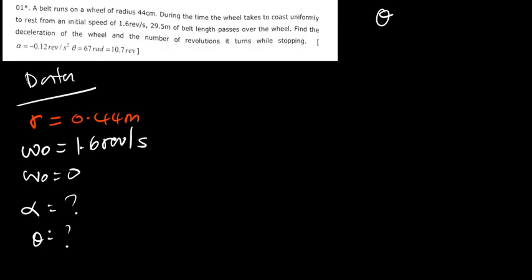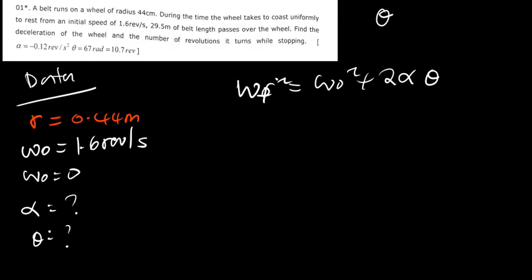The question is, find the deceleration of the wheel. For the fact that we are not dealing with time, let's choose the formula which doesn't have time. In this case, the third formula becomes the best for us. So then we'll say the final squared is equal to the initial squared plus 2 alpha times theta. Our goal is to find alpha, but I can't continue with this formula.